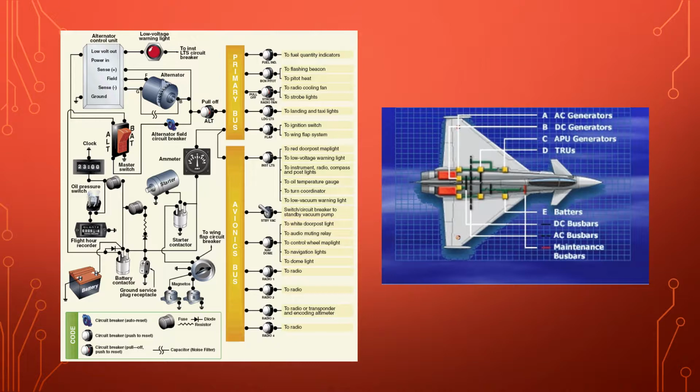Alternating current generators supply the electrical energy for operating aircraft avionics equipment. A generator is a machine that converts mechanical energy into electrical energy by electromagnetic induction.